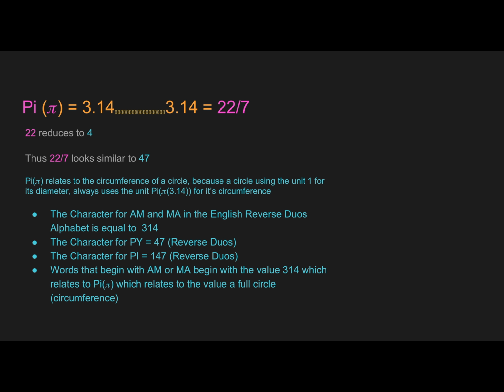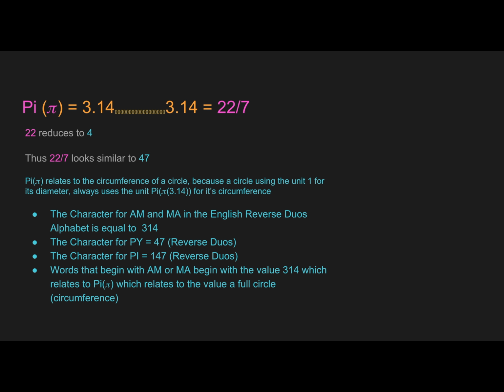Okay, so moving on. The character for AM and MA in the English reverse duos alphabet is equal to 314. We already went over that. So here's something else that's pretty significant. The character for PY, which is also the character for YP, equals 47 in reverse duos. PY phonetically is the same as pi.